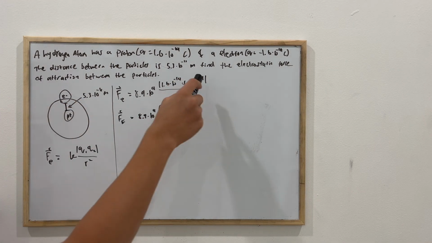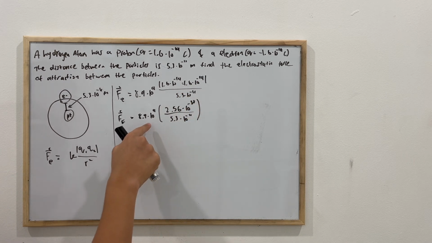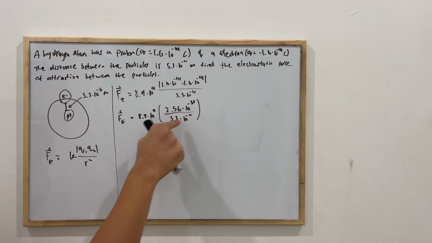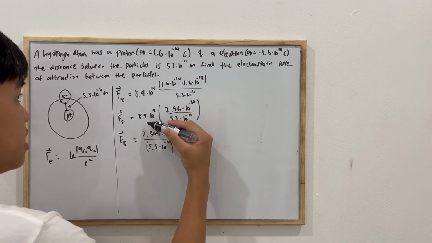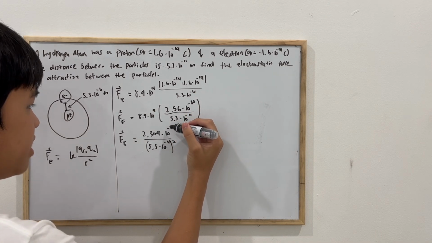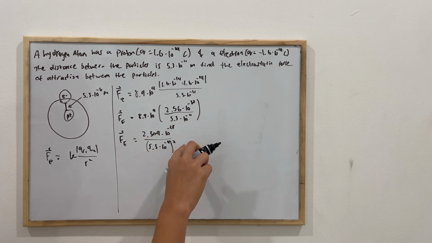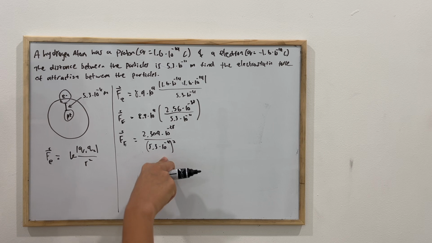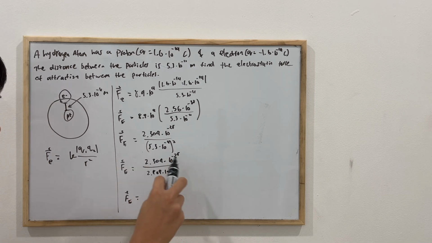So multiplying our charges, we're going to get 2.56 times 10 to the negative 38, and now we're just going to multiply K into here and then divide it over 5.3 times 10 to the negative 11. So the product of the electric constant and the two charges is going to be 2.304 times 10 to the negative 28. And now we have our distance, which is 5.3 times 10 to the negative 11. We have to square that to get our final distance squared value. Squaring this number is going to give us 2.809 times 10 to the negative 21.